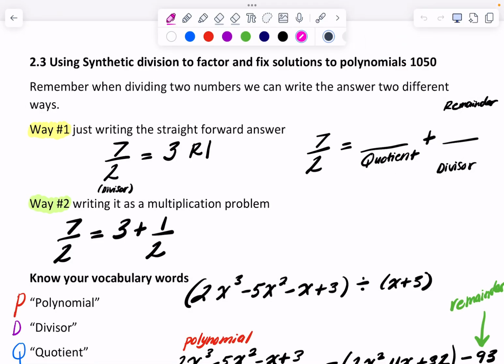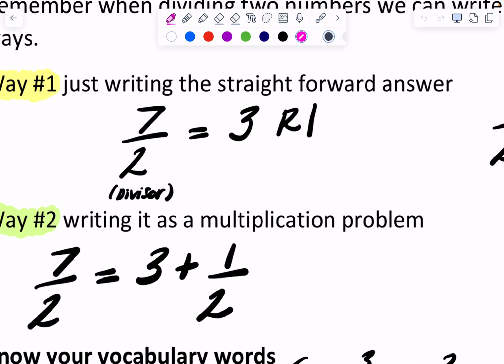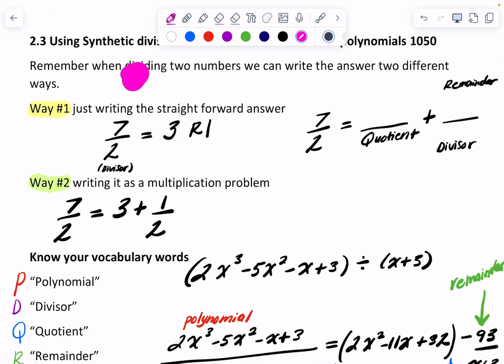Before dividing by long or synthetic division, we have to know some vocabulary or you will be confused. All right, so what if I just said to you, everybody listen, take 7 and divide it by 2 and give me an answer.